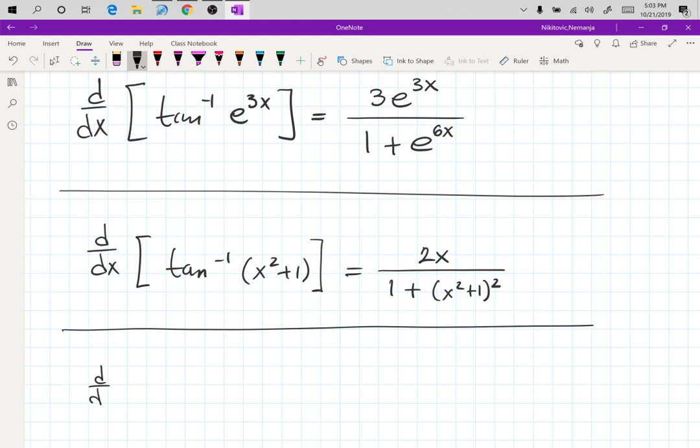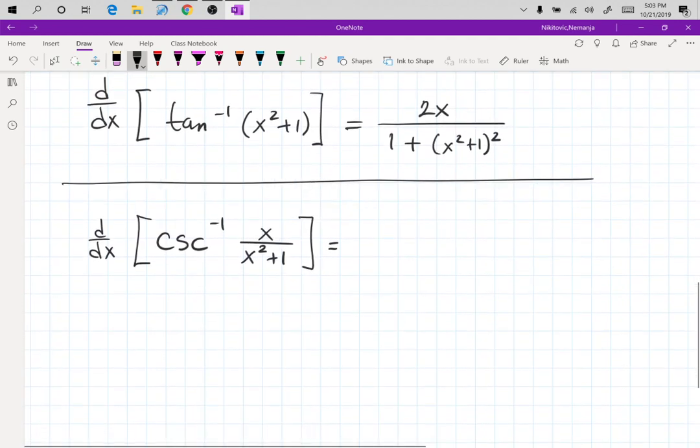The derivative of cosecant inverse of x over x squared plus 1. Let's see. That should be sufficiently annoying to deal with.